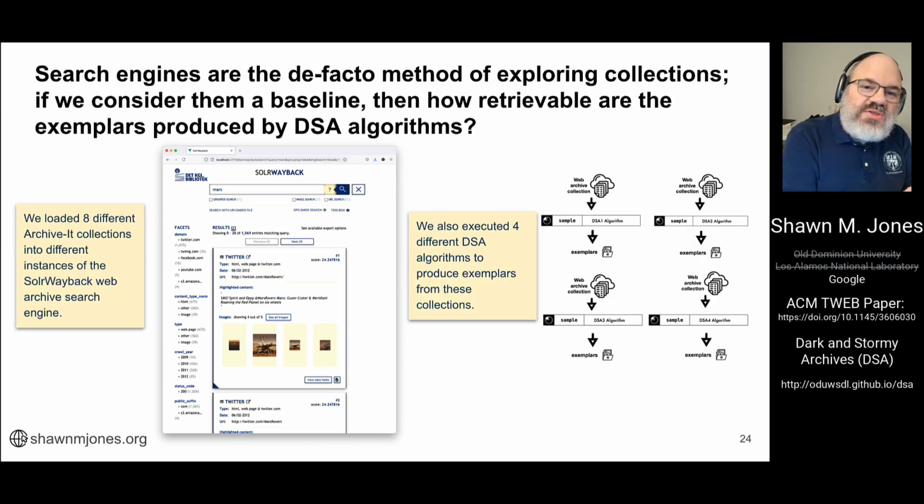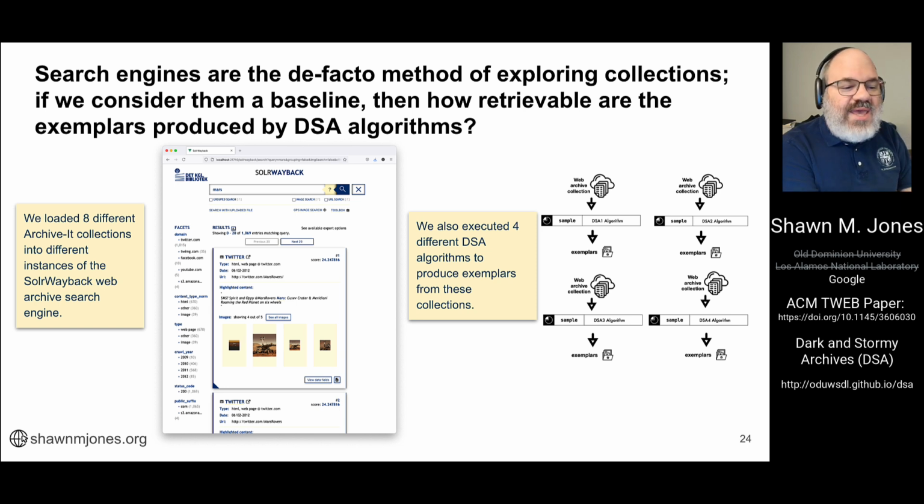So search engines are the de facto method of exploring collections. This is what everyone would do if they were confronted with their mystery bag. They would try to run a search engine on it. But unfortunately, they don't know what to type to do the search. But let's go ahead and assume that they're the baseline and that someone knows how to search. Then we can ask the question of how retrievable are the exemplars produced by these DSA algorithms? How competitive are these DSA algorithms to a state-of-the-art search engine?